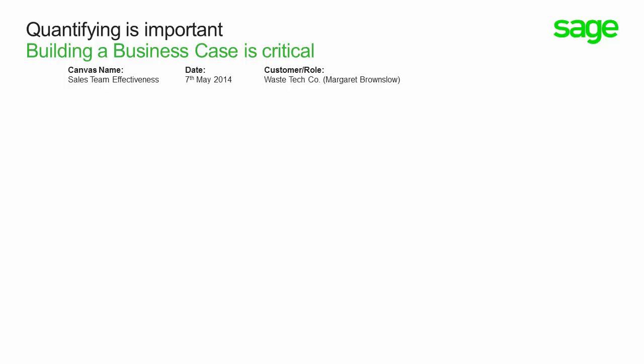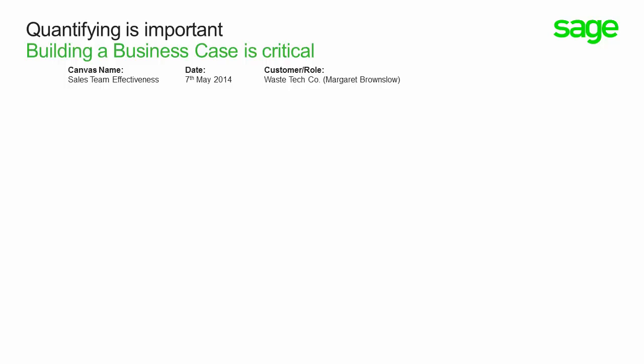Let me take you to an example based on that previous waste technology company in our last topic, and let's see what this looks like. It will give you a better feel for what I'm talking about with this canvas, and I'll build this up step by step. So this is our one-slide, one-page business case canvas that is providing the waste technology company very critical information. And I've grounded this one in sales team effectiveness.